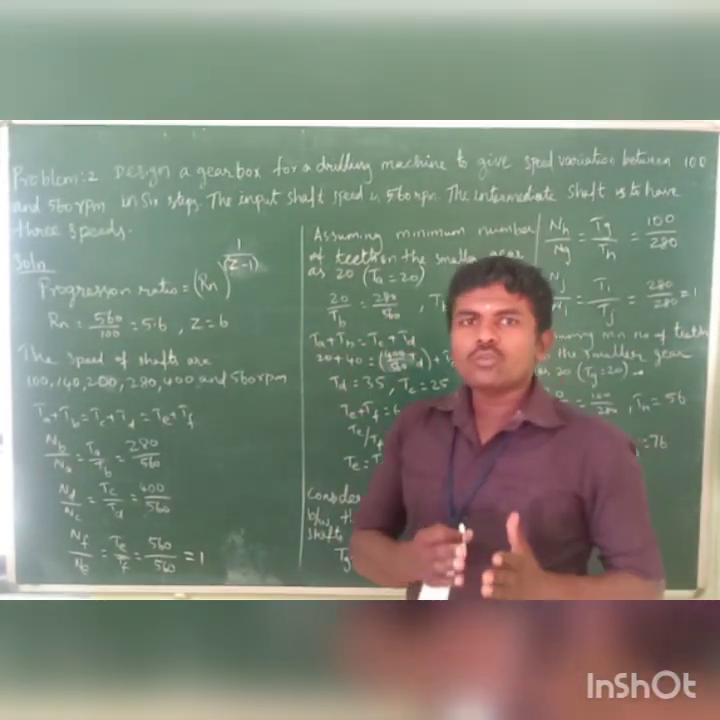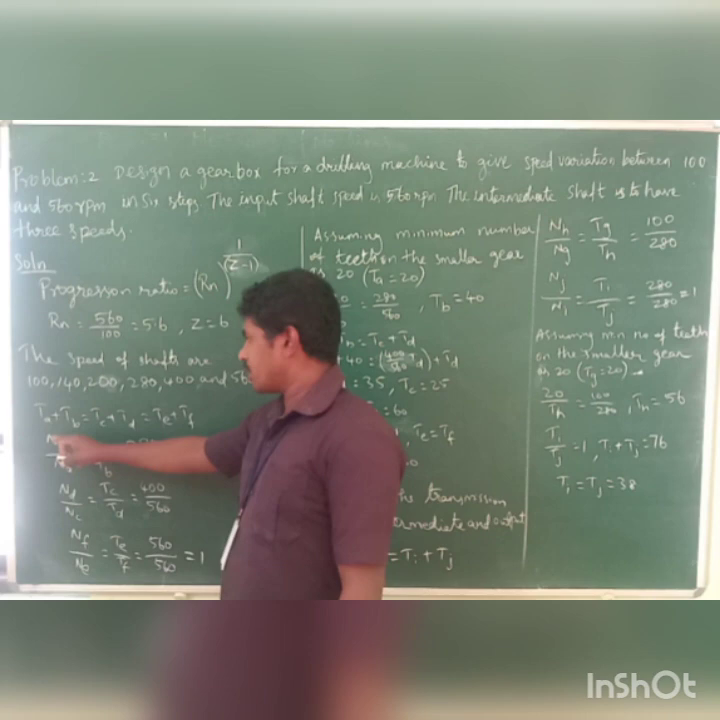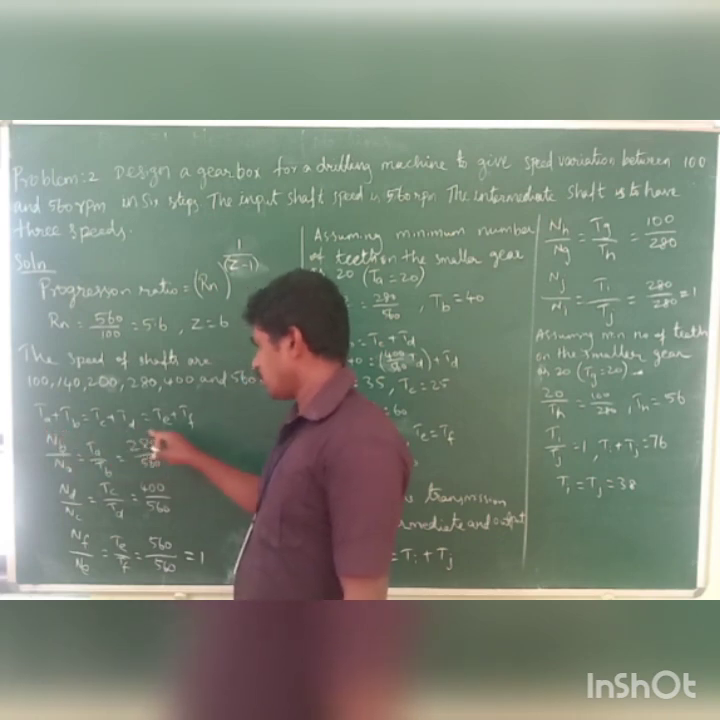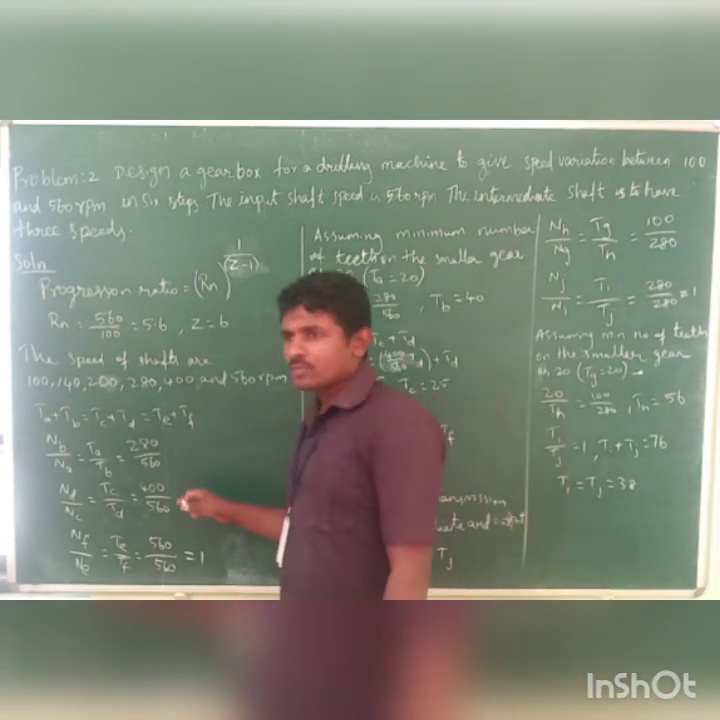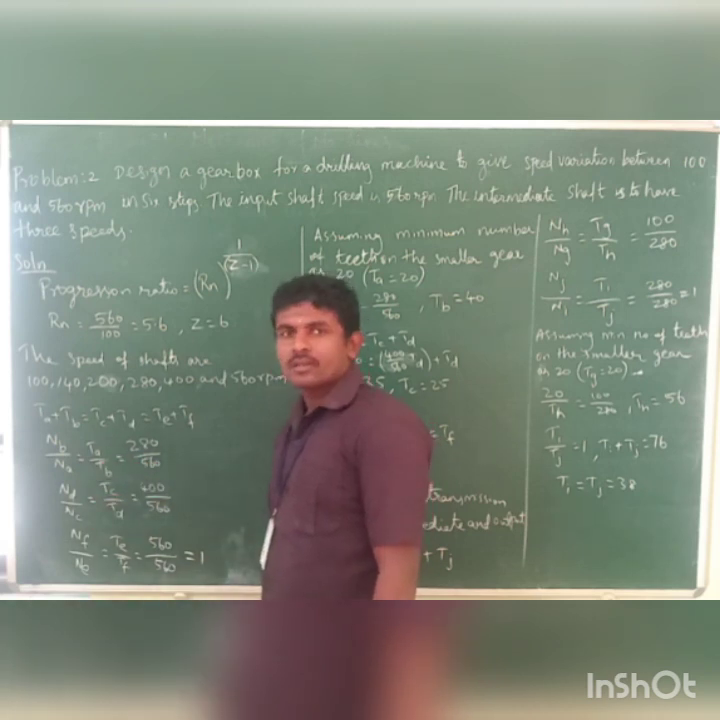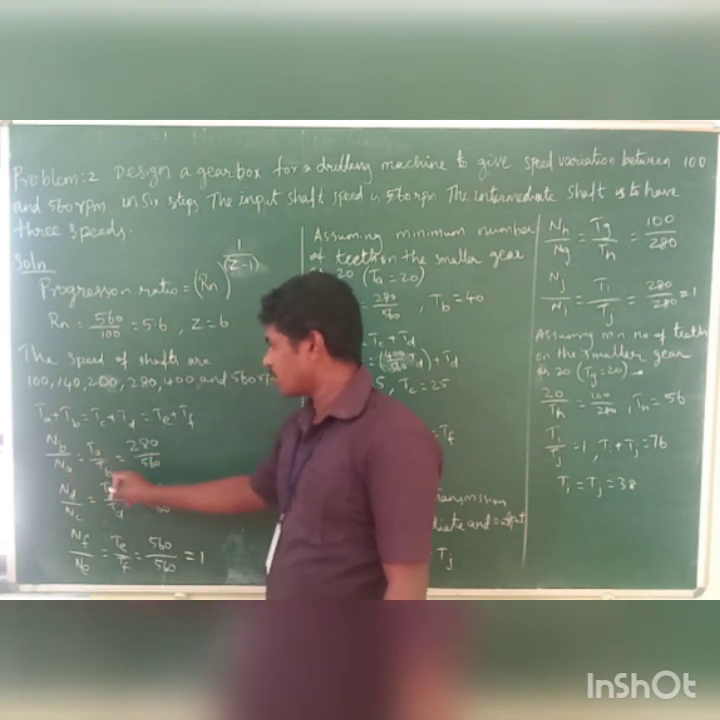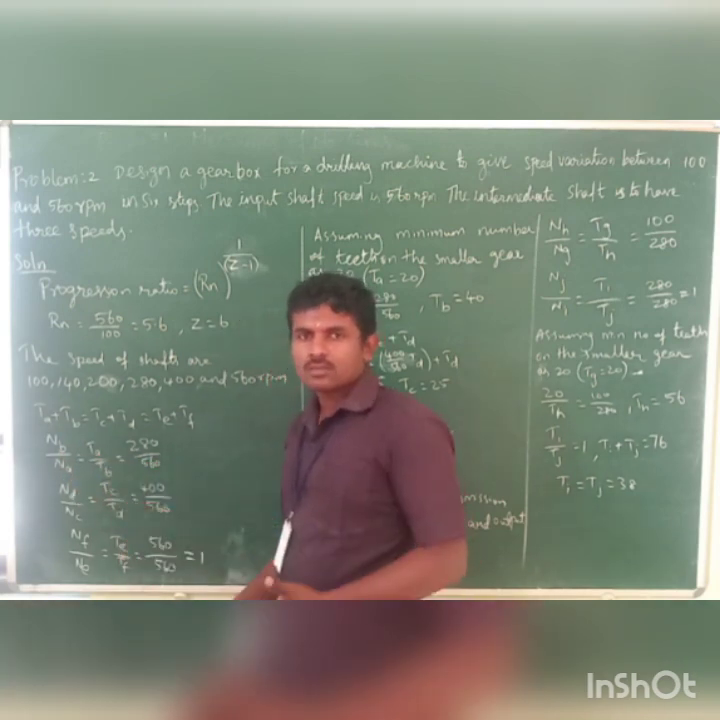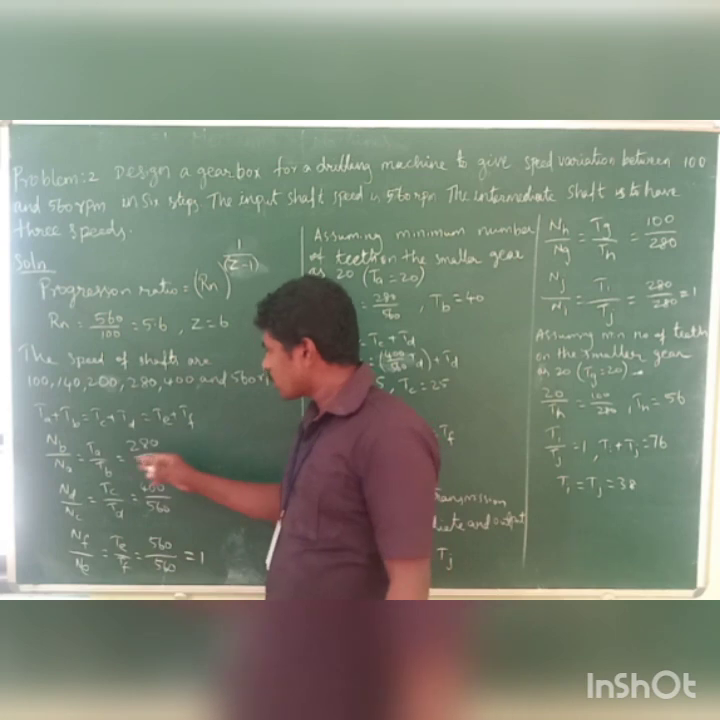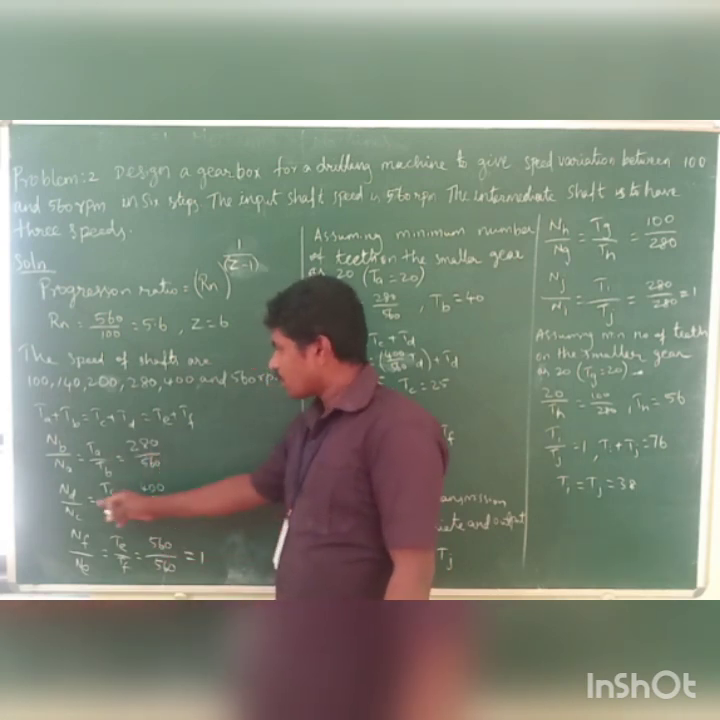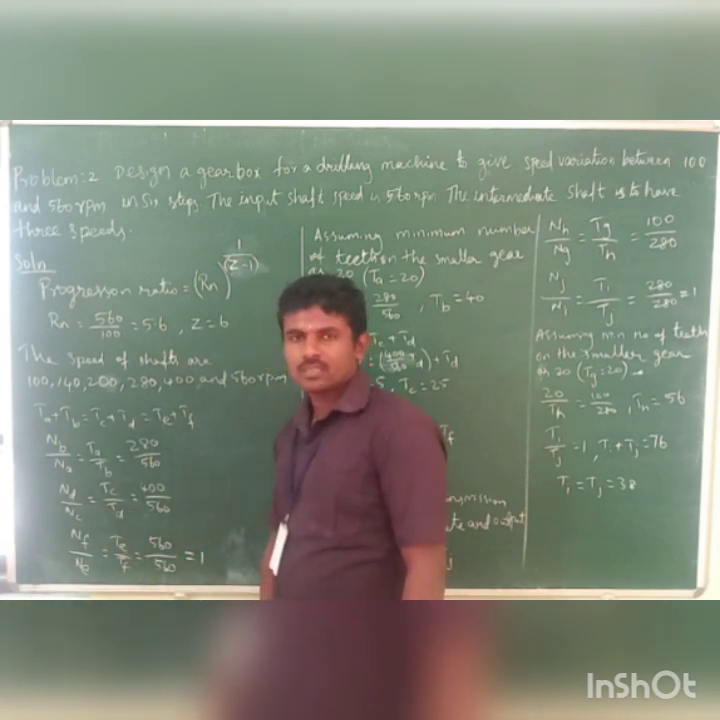Then we need to arrange the gears. For that we have the formulation TA plus TB equal to TC plus TD equal to TE plus TF. This is the 6 steps. For this we need to find the speed ratio, that is NB by NA equal to TA by TB. You already studied this relation in mechanics of machines, right? It is equal to 280 by 560. Similarly, we can find the speed ratio for C and D and E and F.